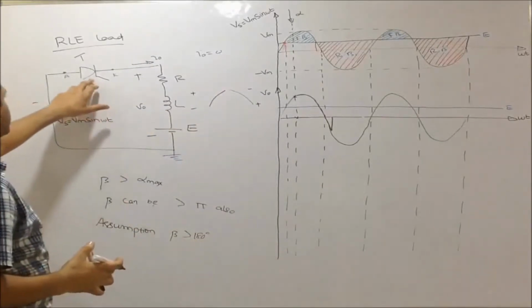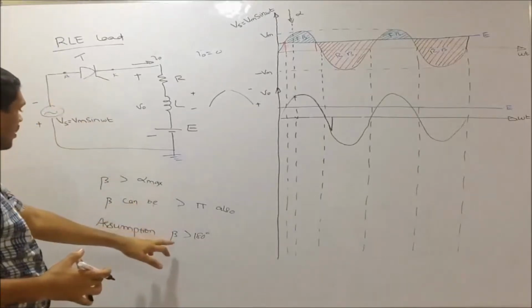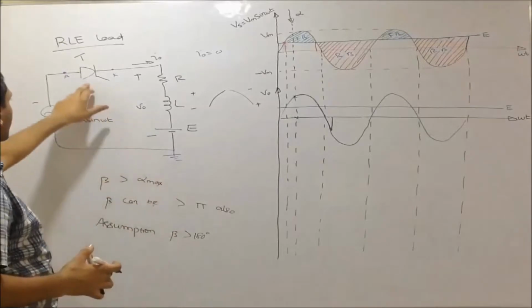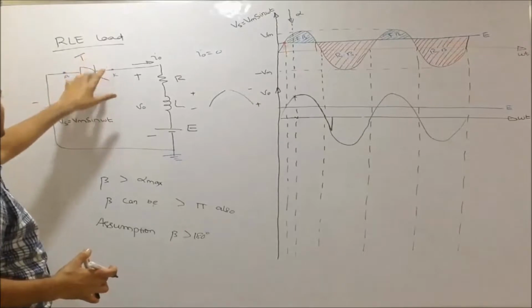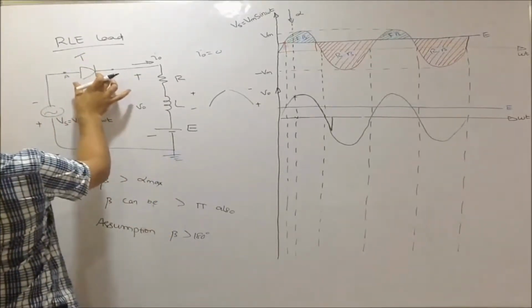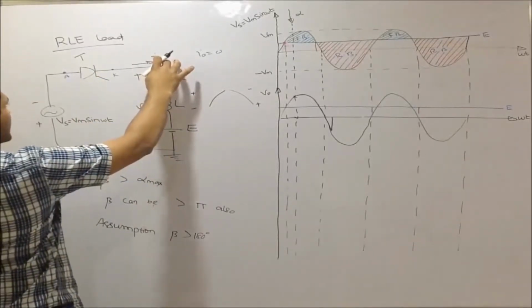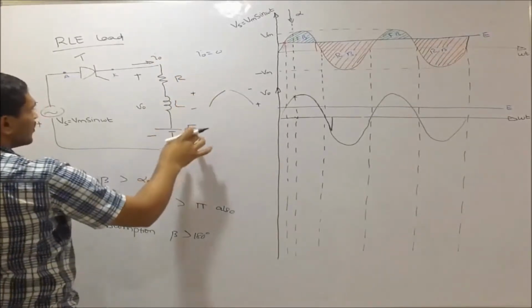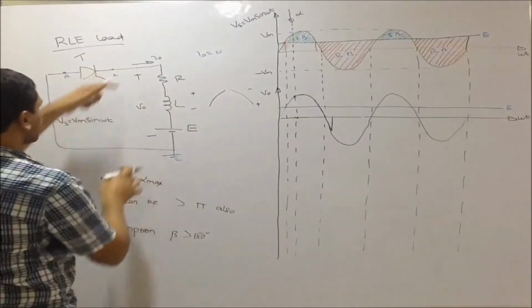Now, once the SCR is off, meaning when omega t is greater than beta, then my SCR is off, and I naught equals 0. The moment I naught is 0, the voltage across resistance is 0, and the voltage across inductor is 0. The E appears across the V0.